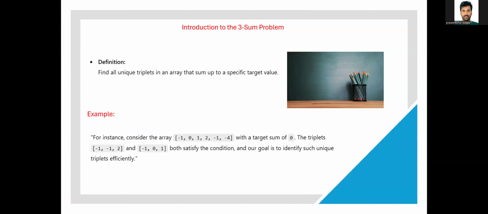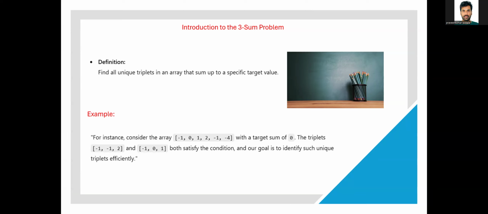So the 3Sum problem requires identifying all unique sets of three numbers in an array that sum to a given target value. For example, consider the array -1, 0, 1, 2, -1, -4. Suppose the target sum is 0. What are the unique triplets whose sum is going to be 0 in this array?